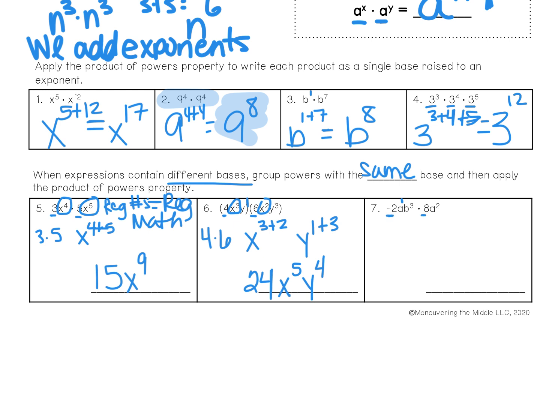These are different. These coefficients, these numbers in front, are different. They don't have any exponents, so we're just going to multiply negative 2 times 8. And then I have a to the 1 plus 2. B to the 3. I don't have another b, so it's just b to the 3. So negative 2 times 8 is negative 16. 1 plus 2 is 3. B to the 3.